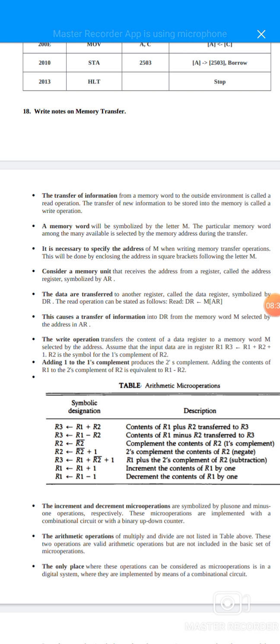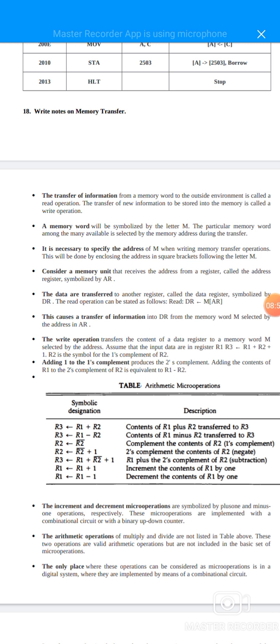The data transfer goes through another register called the data register, symbolized by DR. The read operation can be started as follows: Read: DR ← M[AR]. This causes a transfer of information into DR from the memory word M selected by the address in AR. The write operation transfers the content of the data register to a memory word M selected by the address.